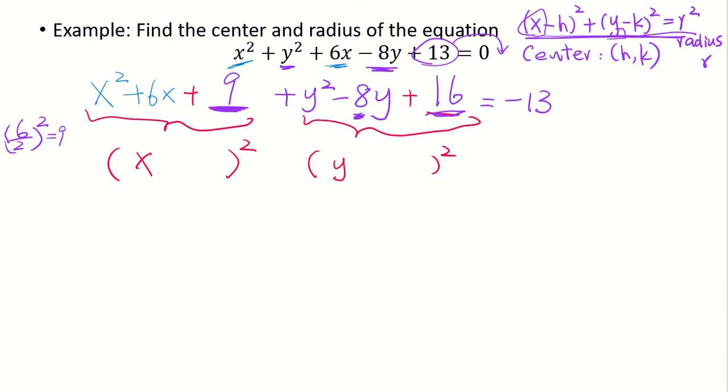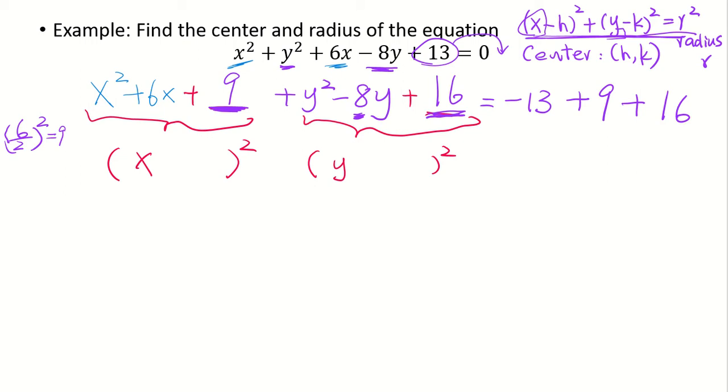All right, since we're adding 9 on the left side of the equation, we need to add 9 on the right side of the equation also. So this is still an equation. Similarly, since you add 16 on the left side, you need to add 16 on the right side. So this is still an equation.